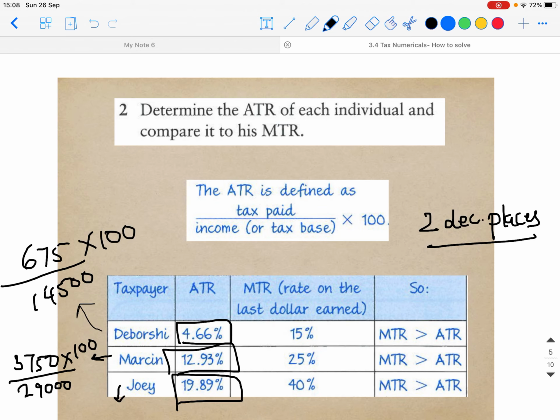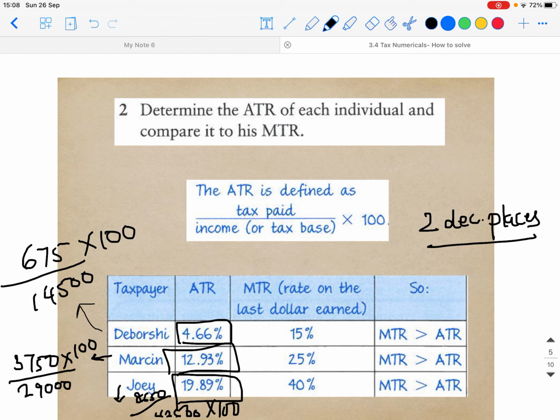The tax that Joey has to pay was 8,650. So 8,650 divided by his total income was 43,500. So 43,500 into 100. So that would give us 19.89%.